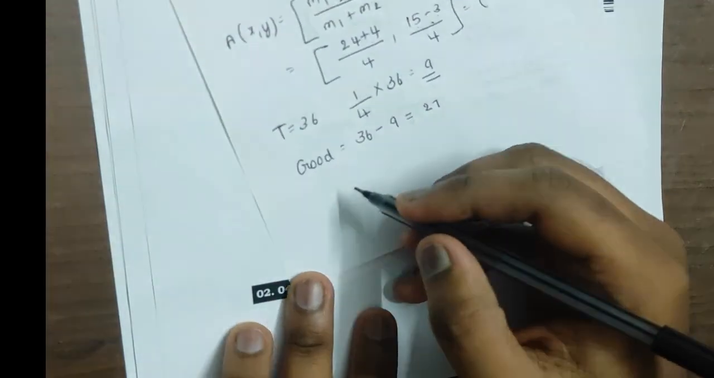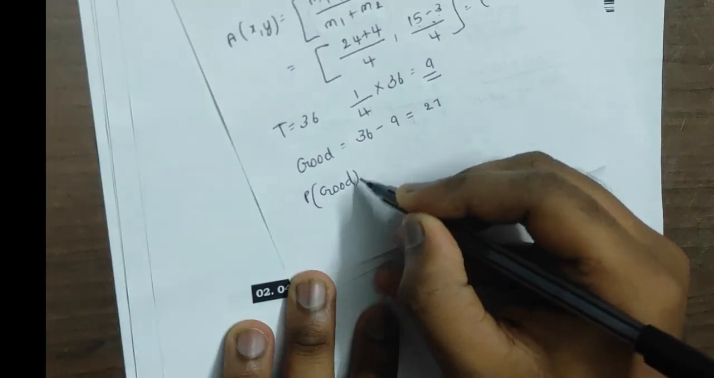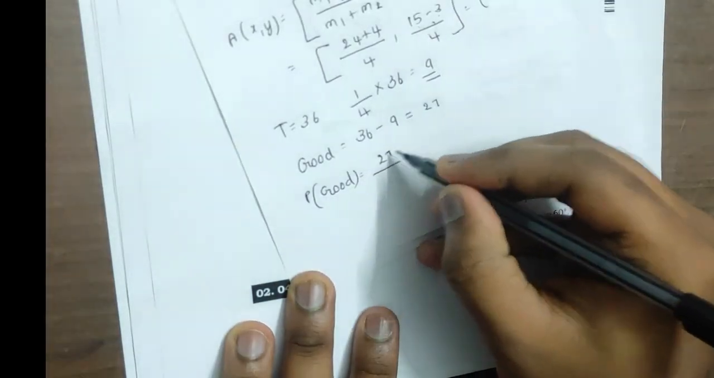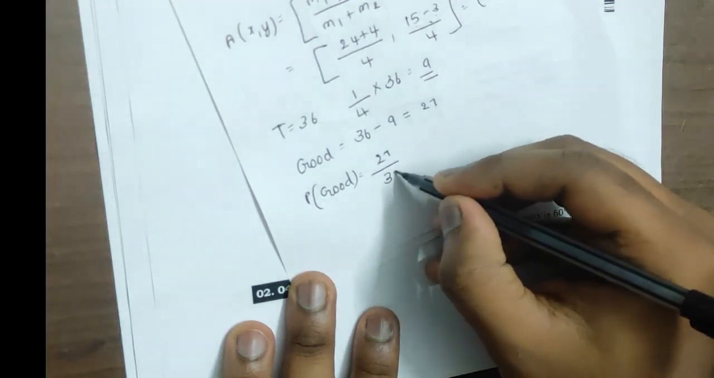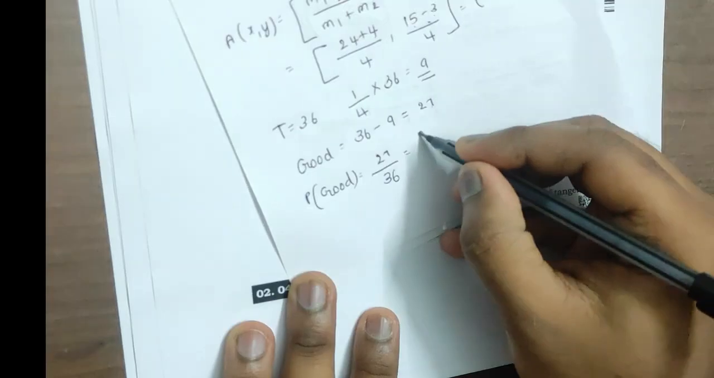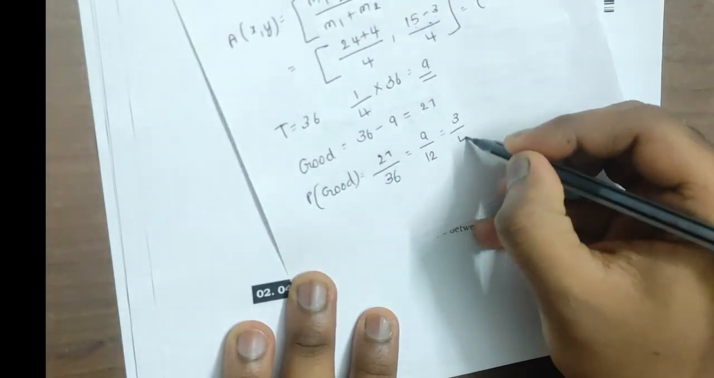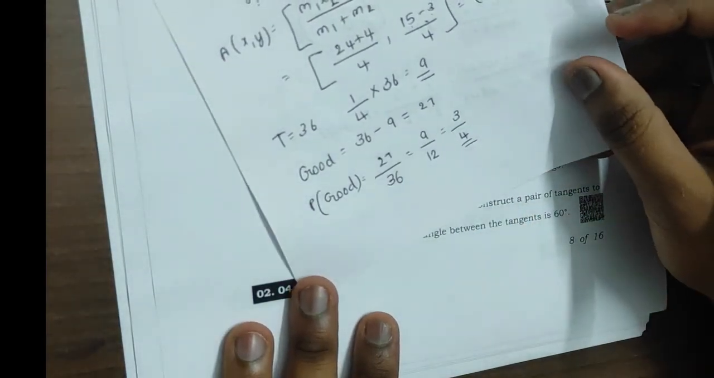Now the probability of finding a good mango is the number of good mangoes, 27, divided by the total number of mangoes, that is 36, that is 9/12, that is 3/4. This is the solution.